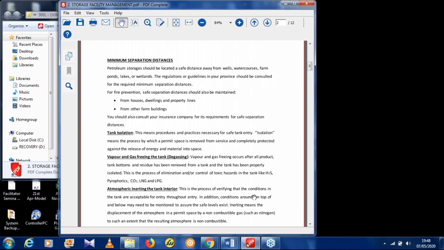There is another step that we also have in storage in oil and gas, which is vapor and gas freeing, what we call degassing. Take the trucks that we use in carrying fuel from depots to filling stations, or any vessel that usually contains hydrocarbons, whether gas or any of the petroleum products. Usually, once you have any of these hydrocarbons in your containment, in any form of tank, gases will also be present there.